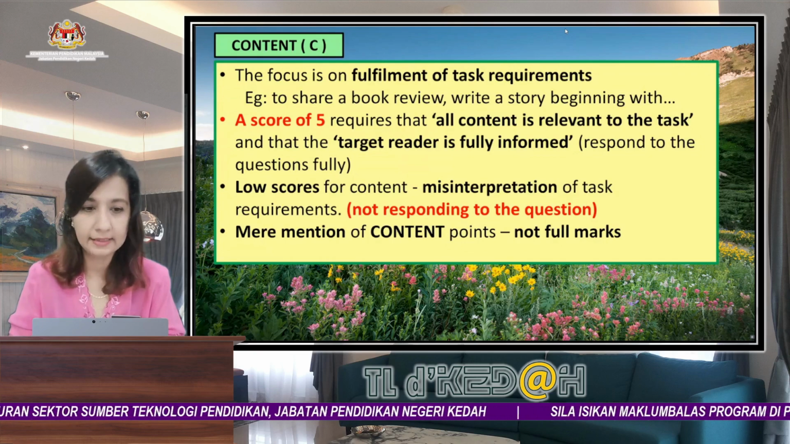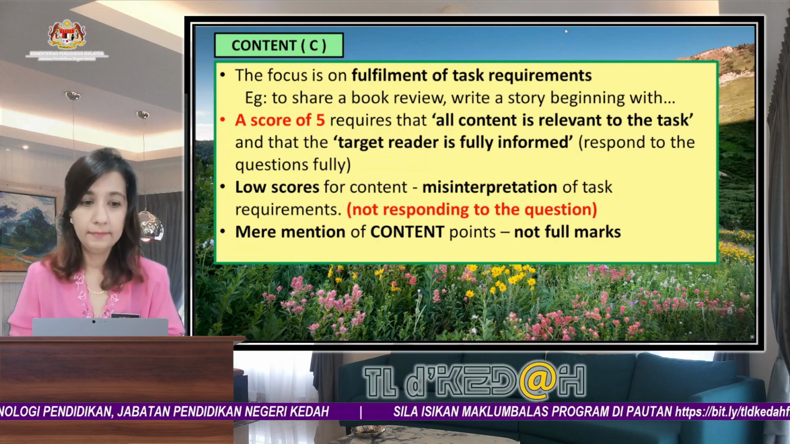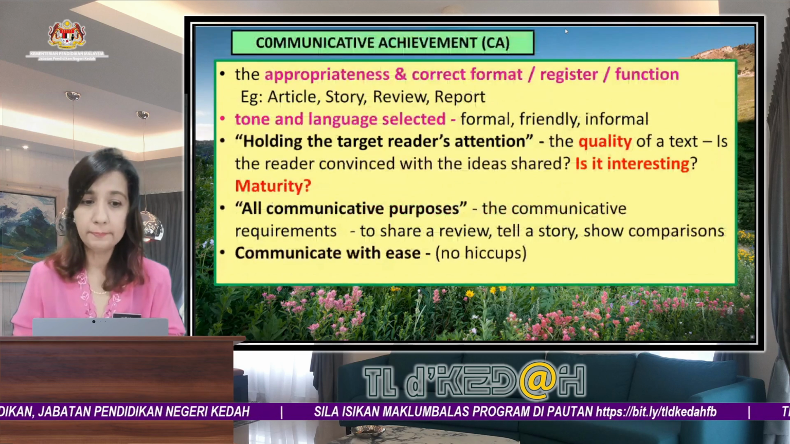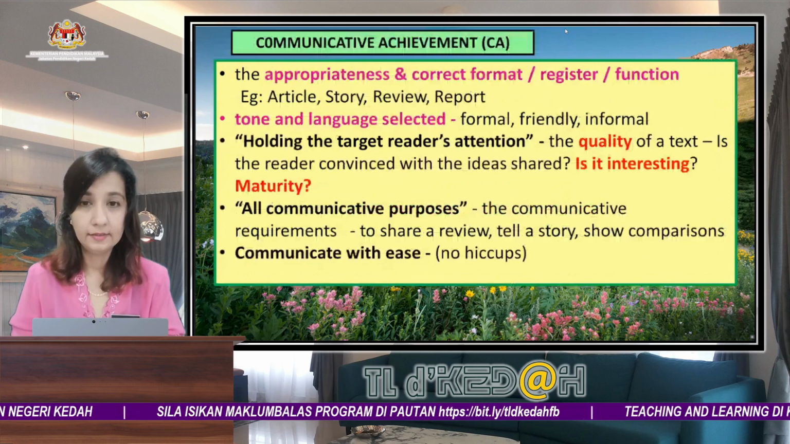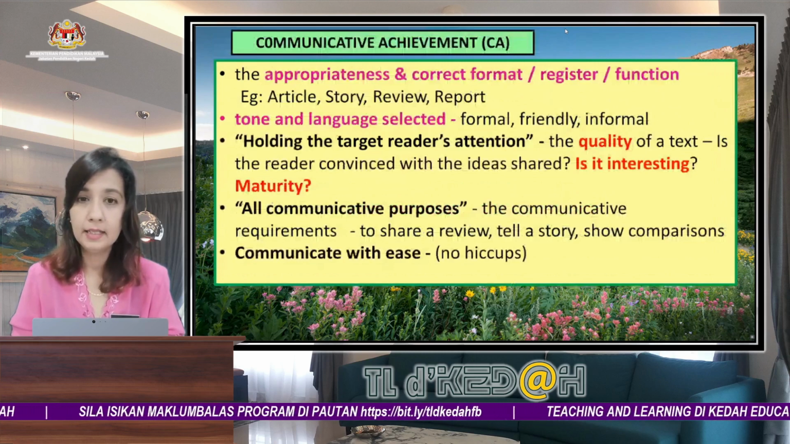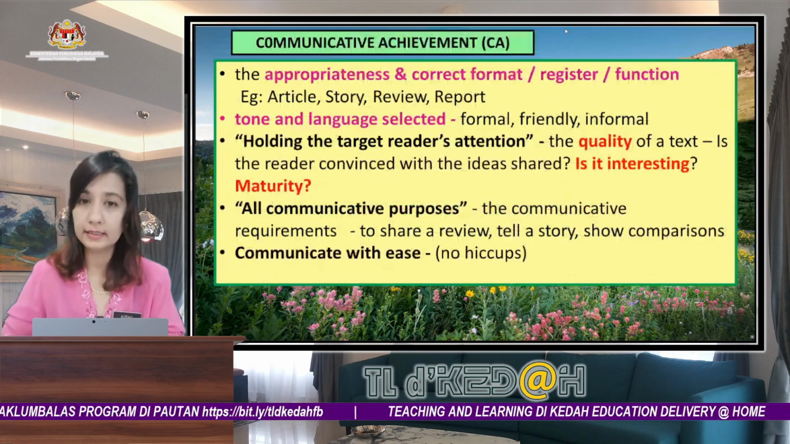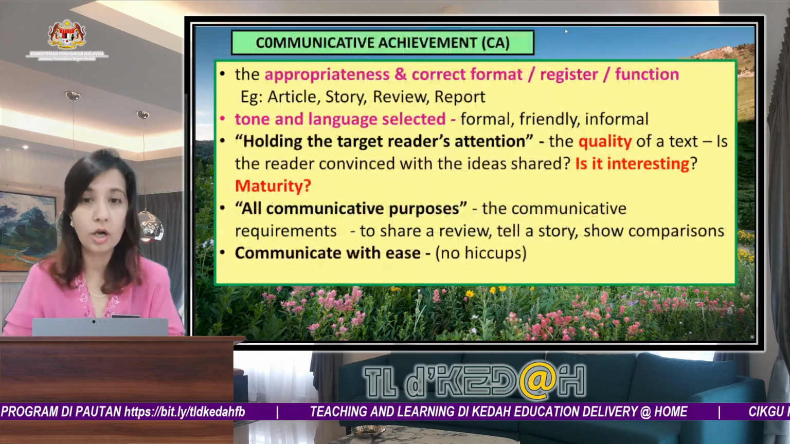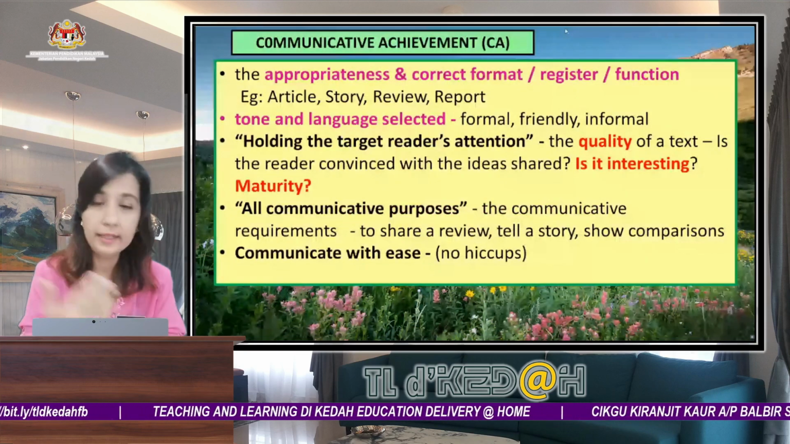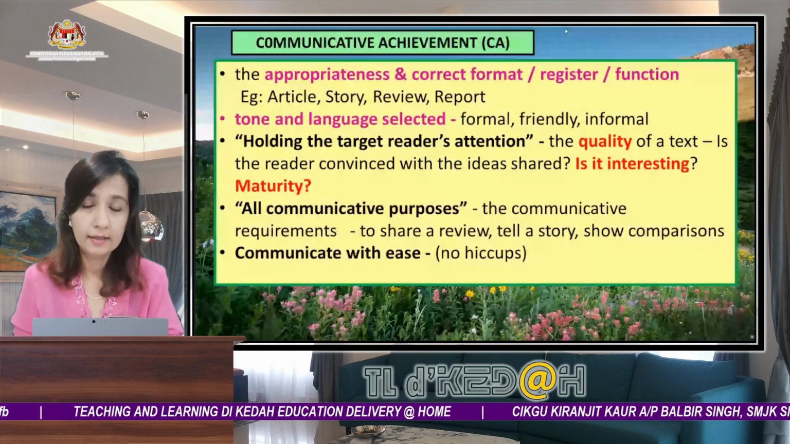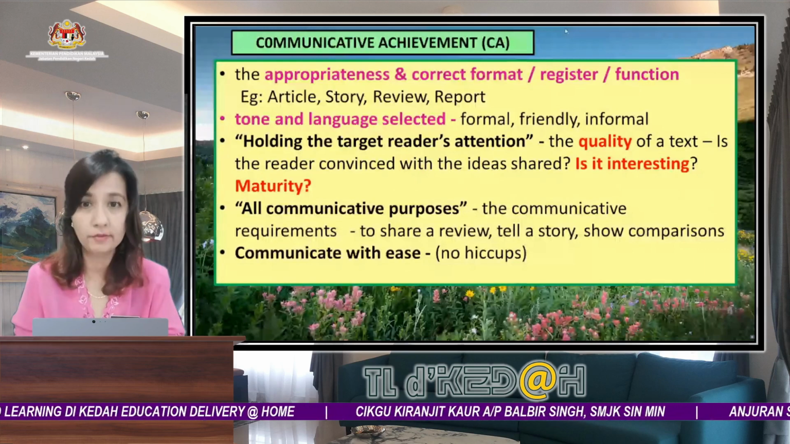Remember that. For communicative achievement, it involves the appropriateness and the correct format of your essay to register the function. For example, if you're writing an article, make sure it's like an article. If you're writing a story, make sure it's like a story. When I read a story, I know how to differentiate a story and an article. They are different. They start differently as well. The same goes for review and report writing.